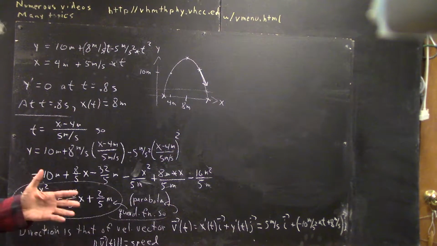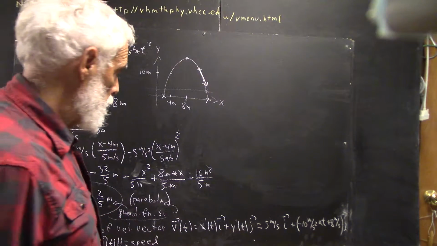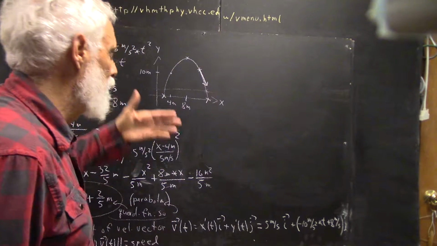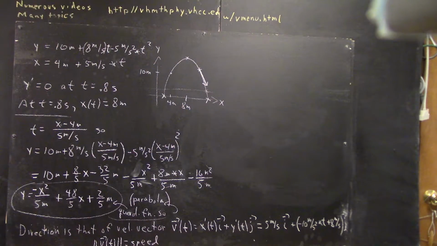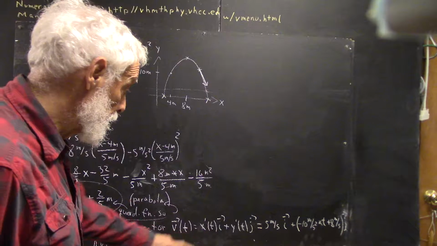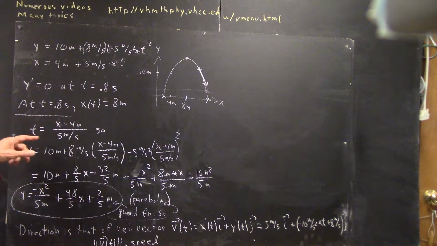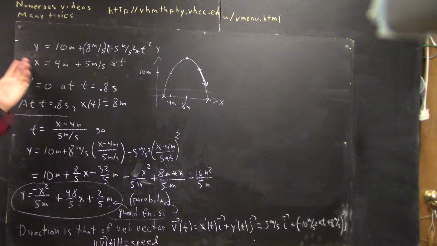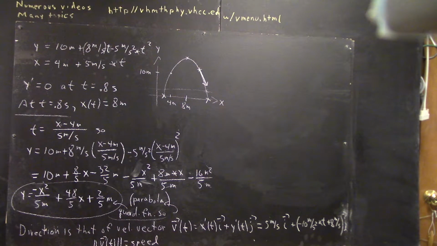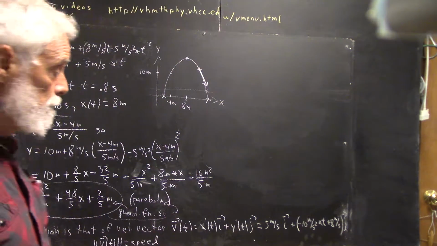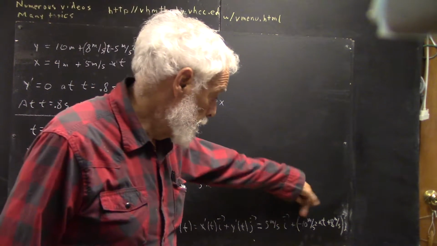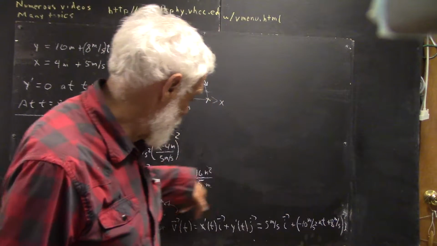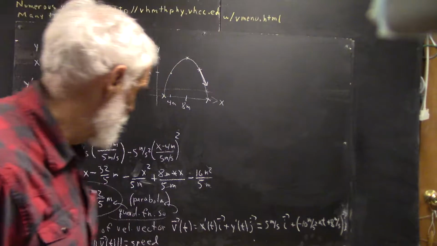Okay, that gives you the velocity vector, the time dependence of the velocity vector as a function of time. If we wanted the velocity vector as a function of x, well, time is x minus 4 meters over 5 meters per second. Assuming I solved this correctly, and I think I did. So we could plug that in for t here. That's the only place t occurs. And now we have the velocity as a function of x.